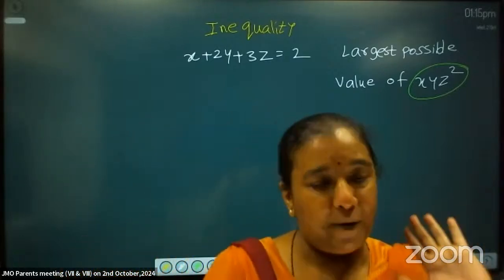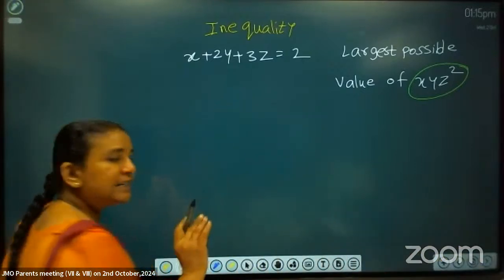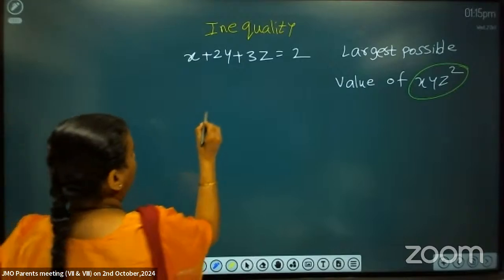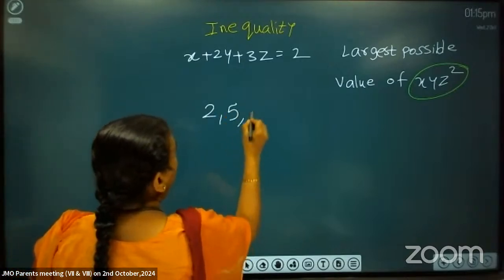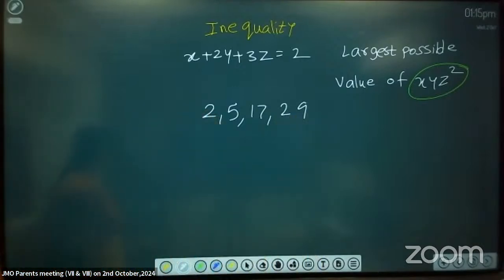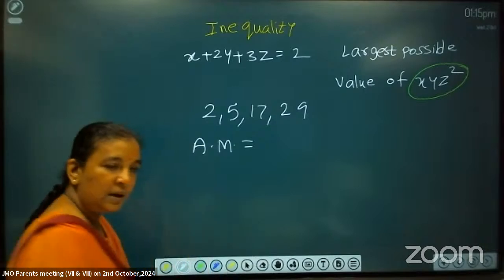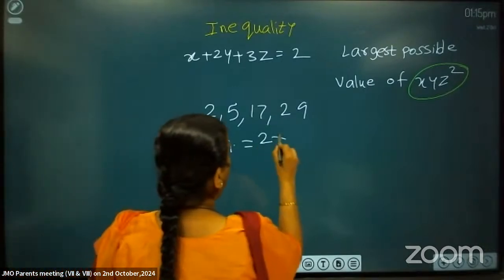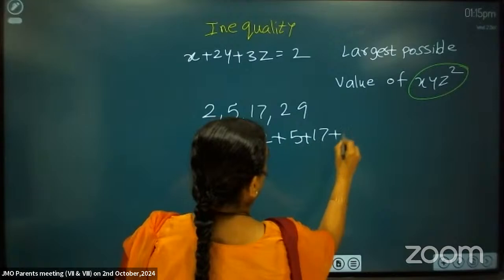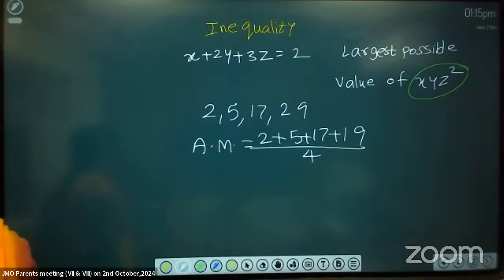Arithmetic mean means average. Okay. So I will first explain what is arithmetic mean, what is geometric mean. Suppose the numbers given are 2, 5, 17, and say 29. Random numbers I am writing. Then I write their arithmetic mean. So what I will do? I will add these four numbers, 2, 5, 17, and 29, and divide them by 4 because there are four numbers. So that is the arithmetic mean.